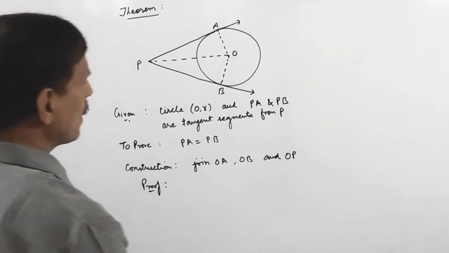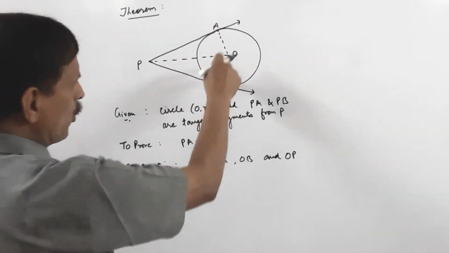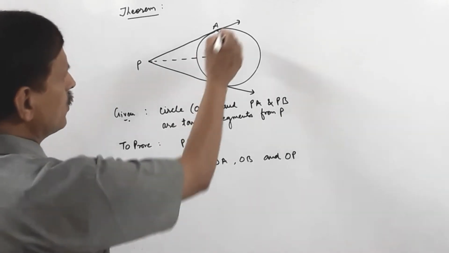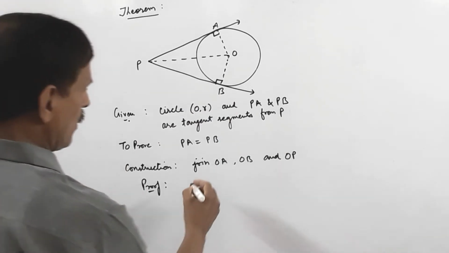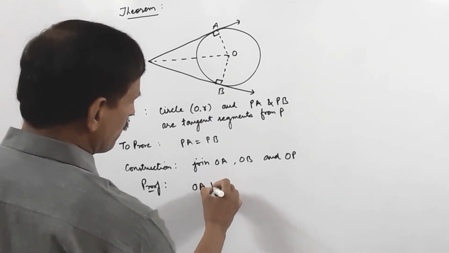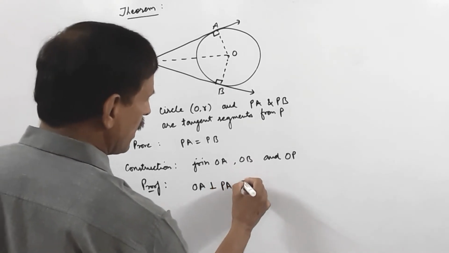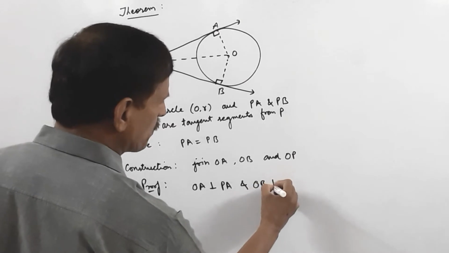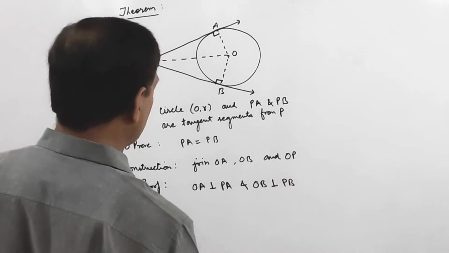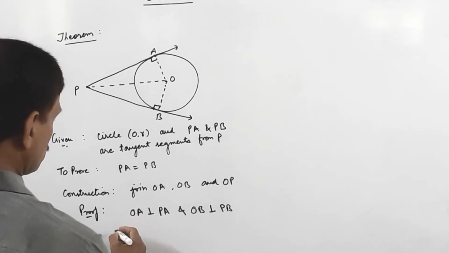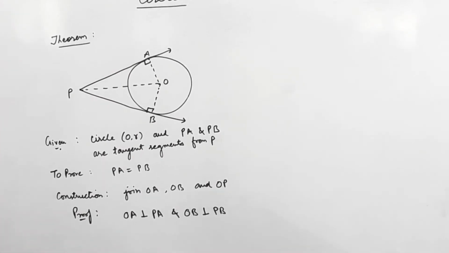Now the proof. We know OA and OB are radii from point of contact. So both are perpendicular to tangents. So OA is perpendicular to PA and OB is perpendicular to PB. Now we consider triangle PAO and triangle PBO.